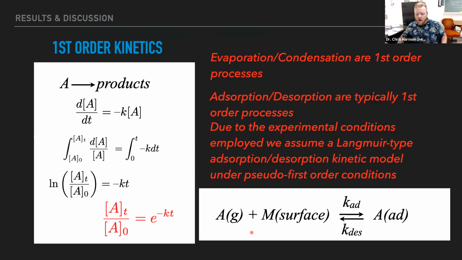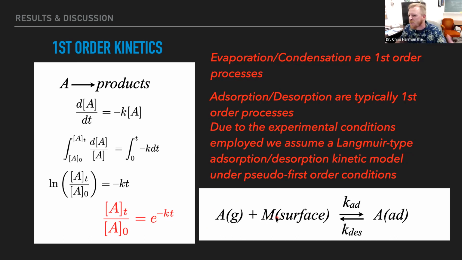And I'll remind you, the first order process. So if we go through this math right here, a first order process gives you an exponential decay. That's the important thing to note here, e to the negative kt. All right. And based on the conditions we're using, we're assuming a Langmuir type adsorption under pseudo first order conditions. Those pseudo first order conditions are that our acetone in the gas phase is in such a large concentration that we're not worried about it. What is driving our kinetics is the number of available surface sites.